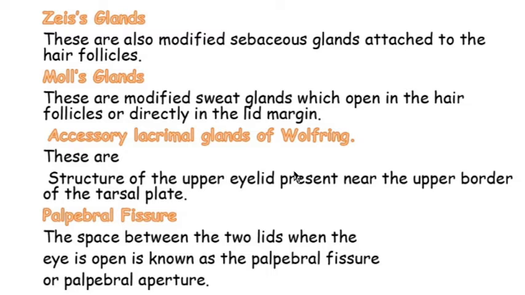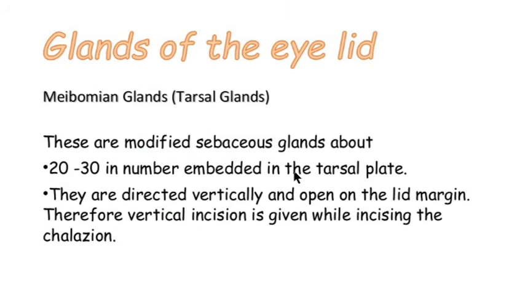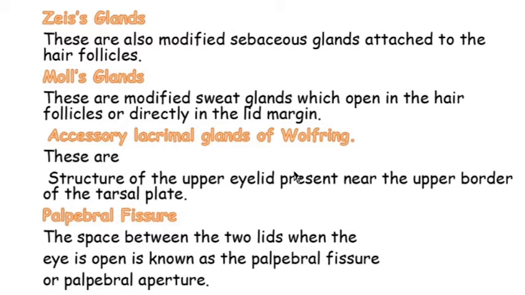So we have the Zeiss gland, we have the Moll gland, and we have the accessory lacrimal glands of Wolfring. So the Zeiss gland is also a sebaceous gland. Then we have the Moll, which is a modified sweat gland, and we have the lacrimal gland of Wolfring. So this is again present near the upper border of the tarsal plate. Right? So we have the Meibomian glands, we have the Zeiss with the Moll, we have the accessory lacrimal gland of Wolfring. Okay.